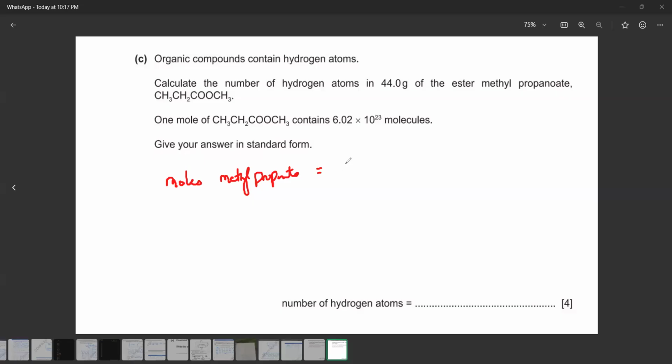How much is the mass in gram? The mass in gram is 44. What about the molar mass of methyl propanoate? So the molar mass of methyl propanoate is, you have 4 carbon atoms, so it will be 12 multiplied by 4, plus hydrogen is 8, so 1 multiplied by 8, and oxygen is 16 multiplied by 2.